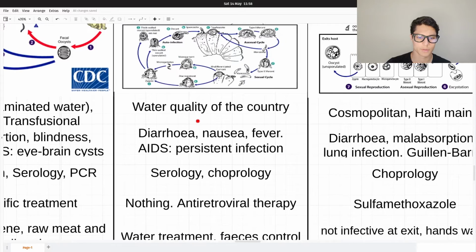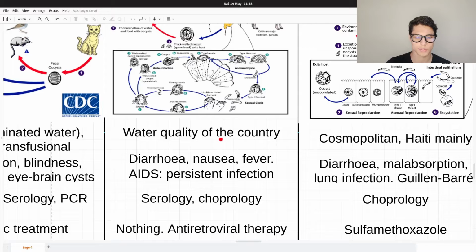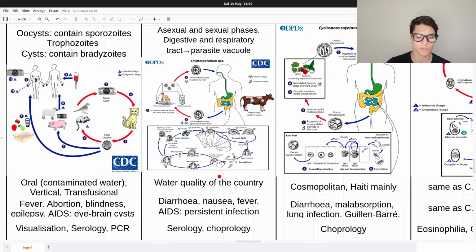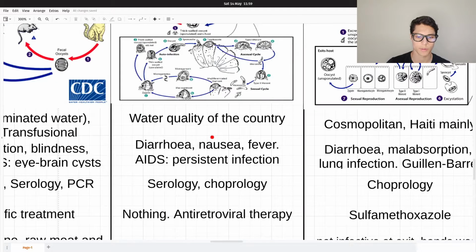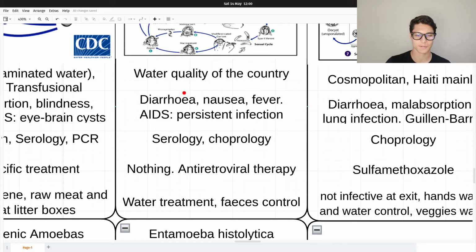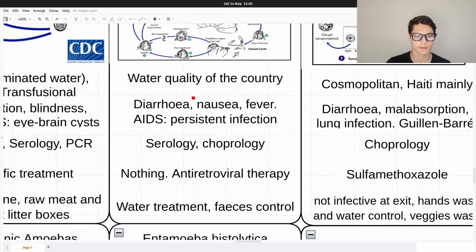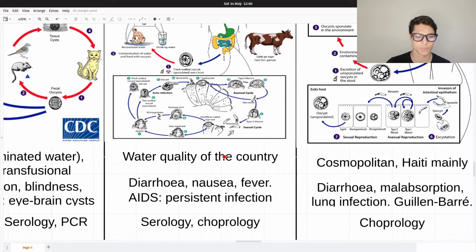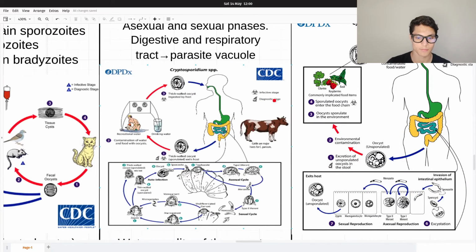The epidemiology is based on the water quality of the country. So the countries where the water quality is worse will have more problems with Cryptosporidium, and they are also very common in swimming pools, because children don't usually have their bottoms well cleaned, and they can enter the swimming pool and infect the other people, contaminating the water, because they are infective as they get out of the host.